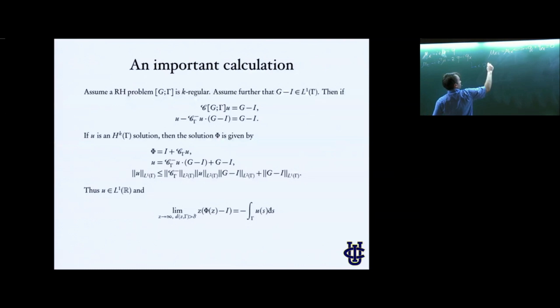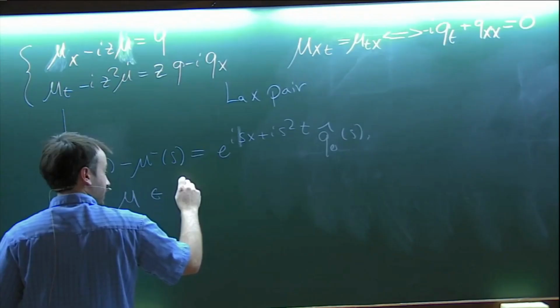And so I did the Fourier transform, the so-called spectral analysis, to derive the transform and inverse transform pair. But with this, you can do the same thing, now using it to introduce time dependence. Out of the analysis of this problem, you find a Riemann-Hilbert problem, which is e to the i s x plus i s squared t, q0 hat of s. And then mu should be an element of the Hardy space off the real axis.